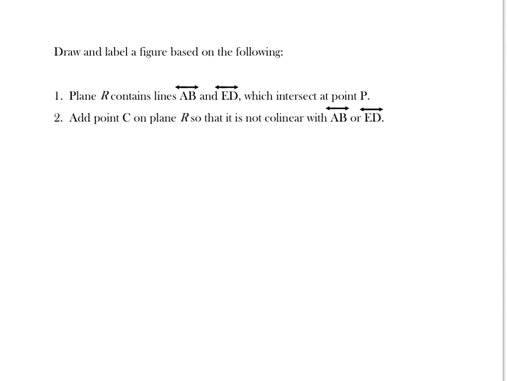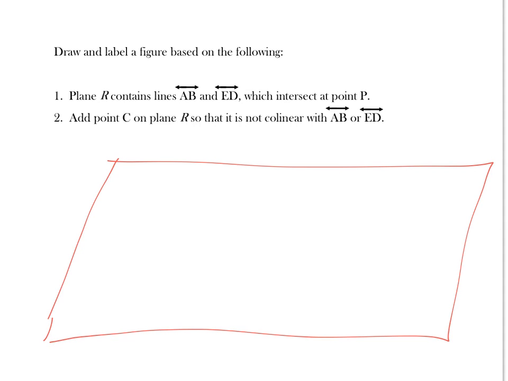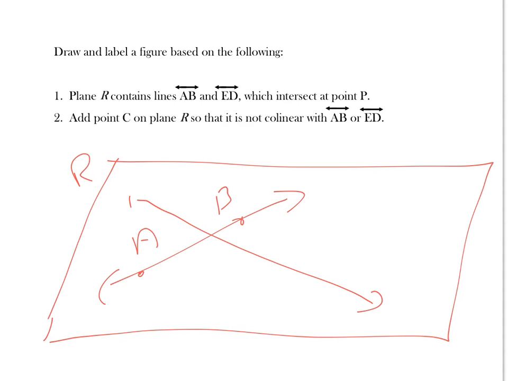Okay, the last exercise we're going to do here is draw a figure based upon the descriptions. So we're going to start by drawing plane R. So here's my plane R, just this big piece of paper. We'll call this plane R. It contains 2 lines, AB and ED, and E and D can be wherever they want on that line, and they intersect at point P.